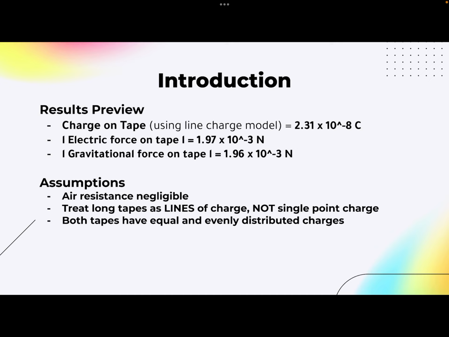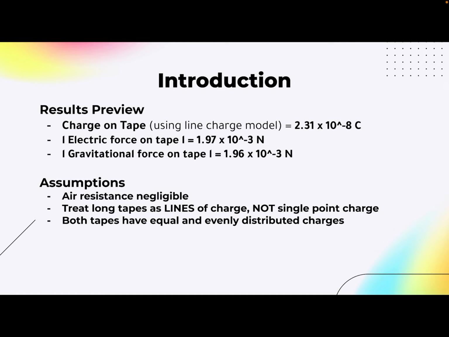A brief preview of the results shows that our new electric charge on the tape was about 2.31 times 10 to the negative 8th coulombs, and the electric and gravitational forces on the tapes, which should be the same in magnitude, turned out to be 1.97 times 10 to the negative 3rd and 1.96 times 10 to the negative 3rd newtons. To garner these results, we made the following assumptions.